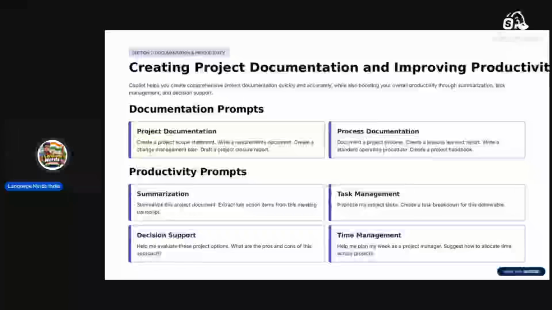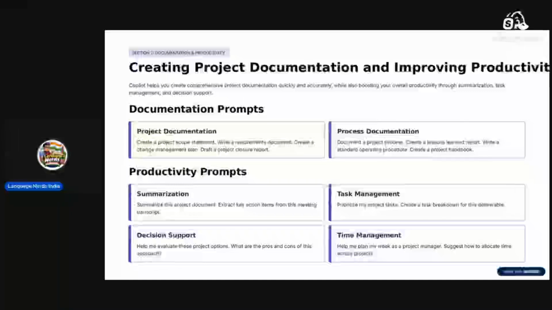For process documentation, the prompt could be, document a project process, create a lessons learned report, write a standard operating procedure, SOP, create a project handbook. The productivity prompts can be, for summarization, you could write, summarize this project document, extract key action items from this meeting transcript. For task management, prioritize my project tasks, create a task breakdown for this deliverable.